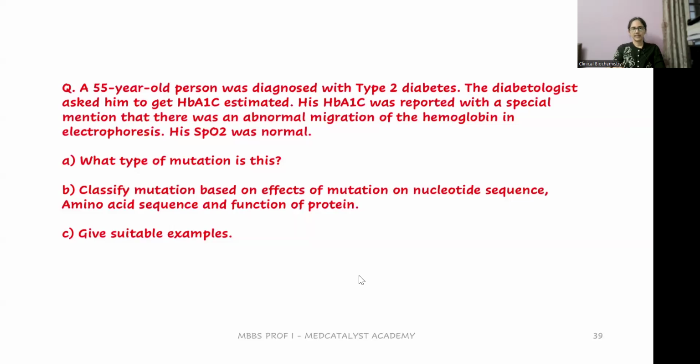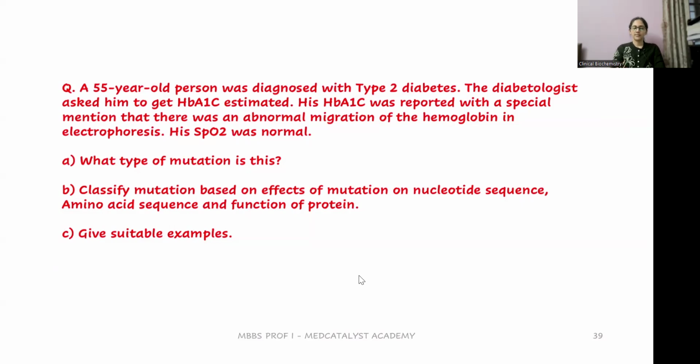Next, we move on to the next question. A 55-year-old person was diagnosed with type 2 diabetes. The diabetologist asked him to get HbA1c estimated. His HbA1c was reported with a special mention that there was an abnormal migration of hemoglobin in the electrophoresis. His SpO2 was normal. So what do you think is the answer here? Anybody?